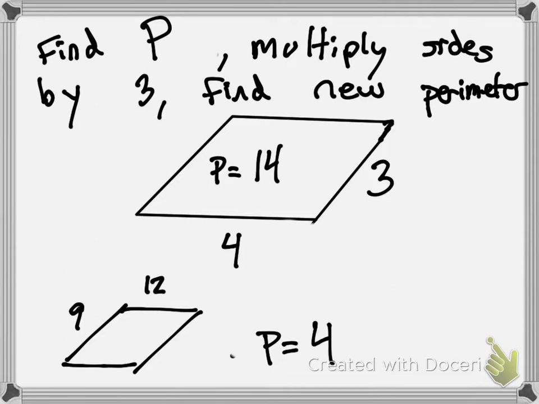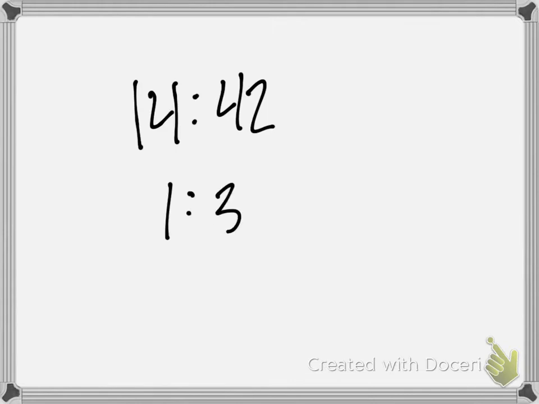Our new perimeter is 42. How do these two relate? How do 14 and 42 relate as a ratio? Gore? 14 is ordered pairs. 14 is 1 and 42 is 3. Yes, as a ratio, or as you said, the ordered pairs, which is great. It's 1 to 3.